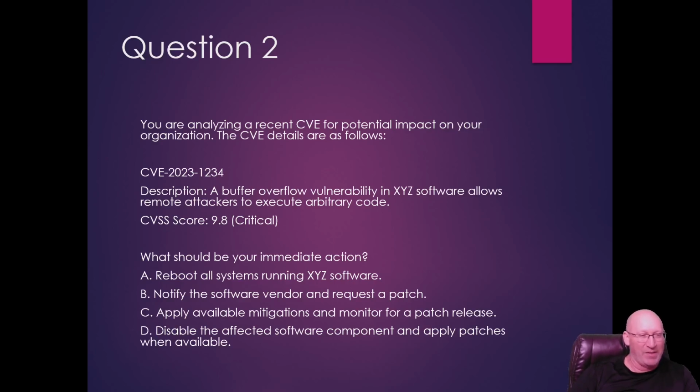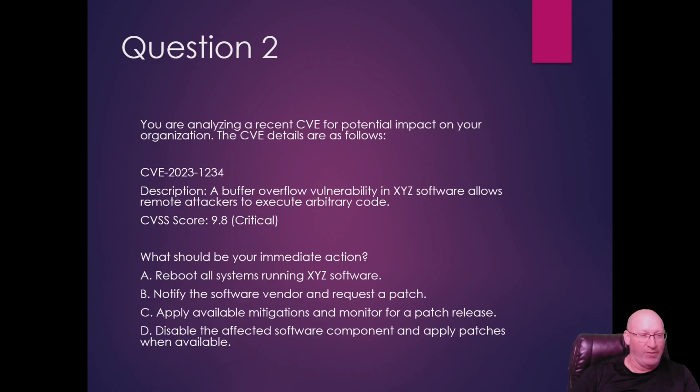I believe that leaves B or C. Do we notify the software vendor and request a patch, or do we apply available mitigations and monitor for a patch release? Which one are we going to do? Ultimately, we want a patch. That is 100%. We want to patch the software. But do we want to notify the software vendor, or do we want to apply mitigations? What is the immediate action? What should be first? Should we call the vendor, or should we apply a mitigation strategy?